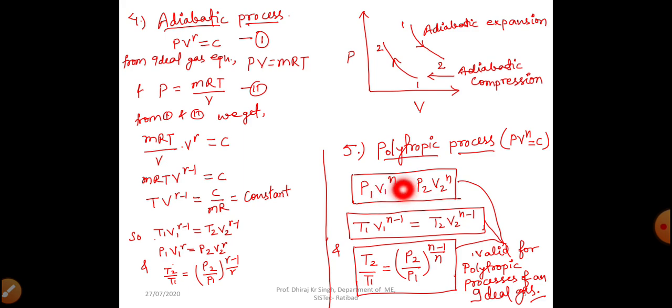So P1 V1 to the power n equals P2 V2 to the power n, then T1 V1 to the power n minus 1 equals T2 V2 to the power n minus 1, and lastly T2 by T1 equals P2 by P1 to the power n minus 1 divided by n. And all these equations are valid for polytropic processes of an ideal gas.